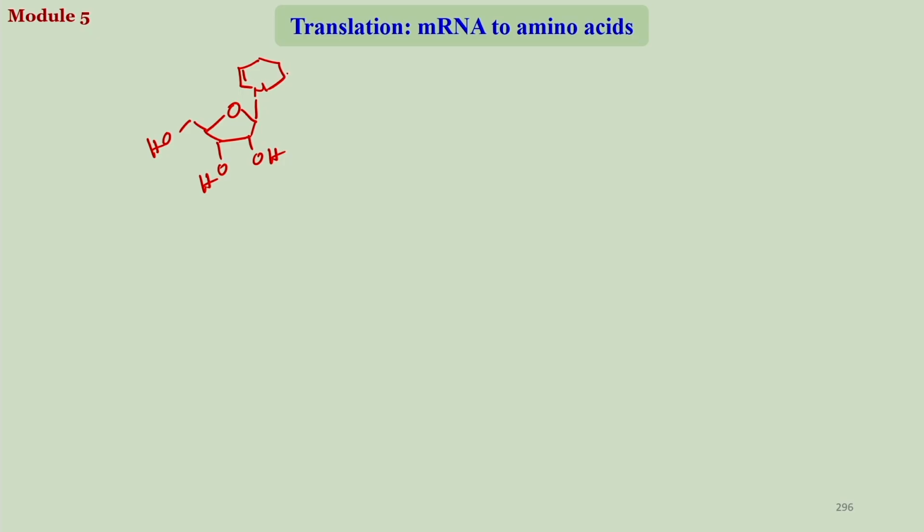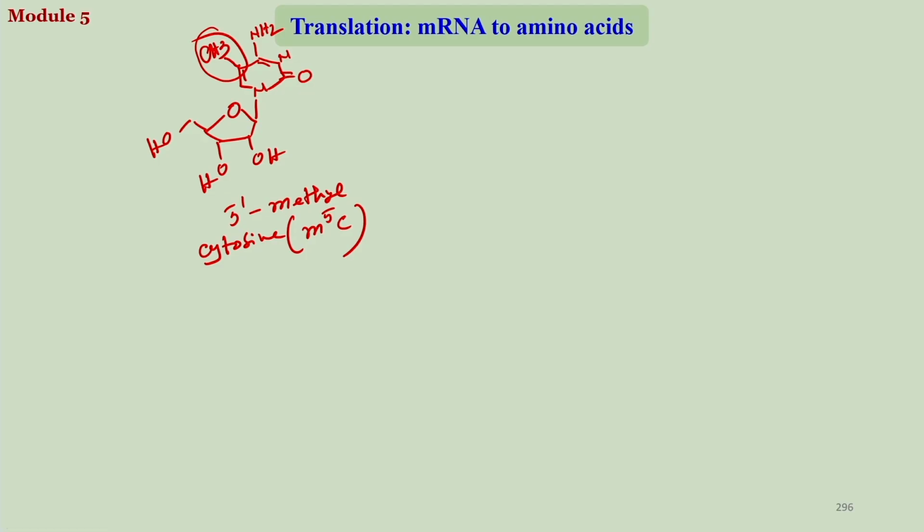If you write cytosine here, cytosine is CO here with a double bond, and NH2, that would be your normal cytosine. Here there is a CH3 group, methyl group. This is your 5-methyl cytosine, or we write it in this fashion, M5C.